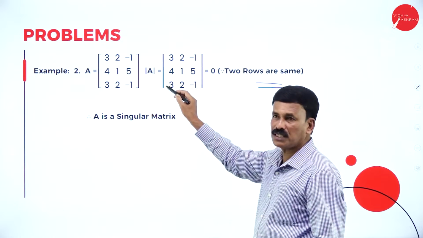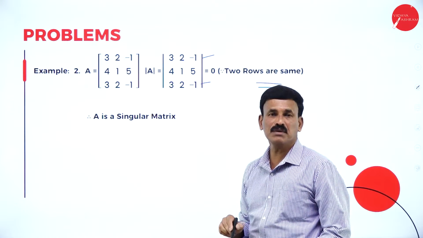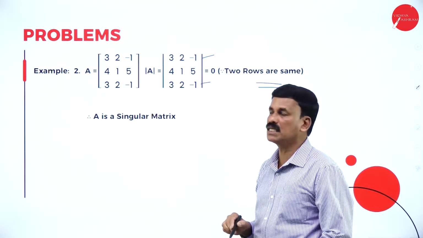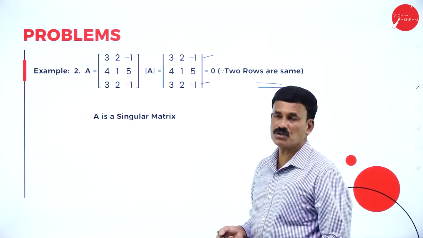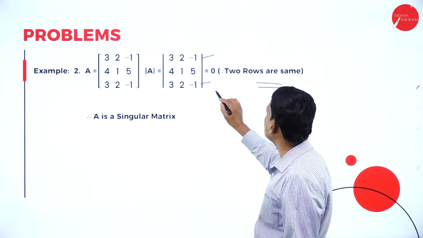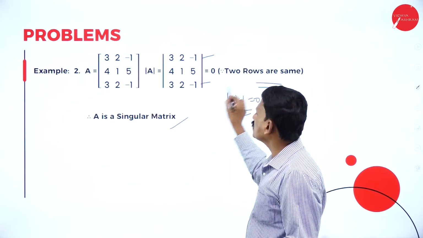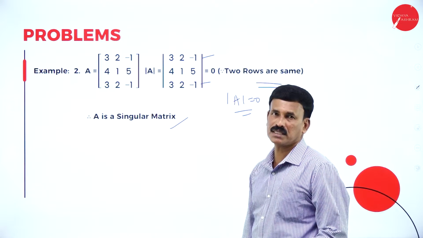If you observe carefully, since two rows are the same, according to the properties of determinants, if two rows or two columns are identical, then the value of the determinant is equal to 0. Here, the first row and third row are the same. Therefore, the value of the determinant is 0. Since the determinant of A is equal to 0, A is a singular matrix.